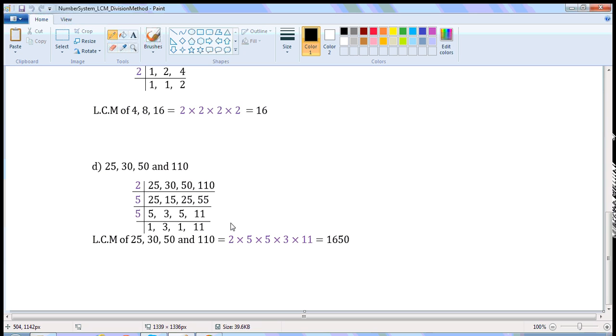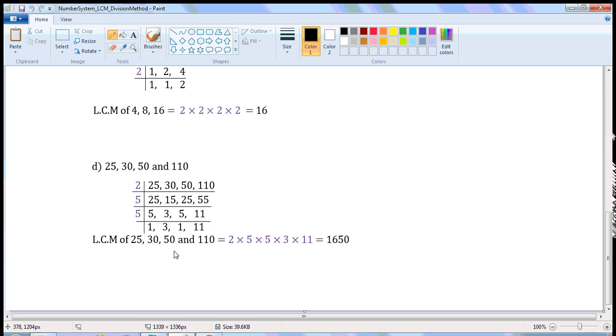All the 4 do not have a common prime factor, but 5 and 5 have common prime factor 5. So write 5 here. 5 when divided by 5, we get 1 as quotient. 3 is not divisible by 5. So write 3 here. 5 when divided by 5, we get 1 as quotient. 11 is not divisible by 5. Write 11 here.